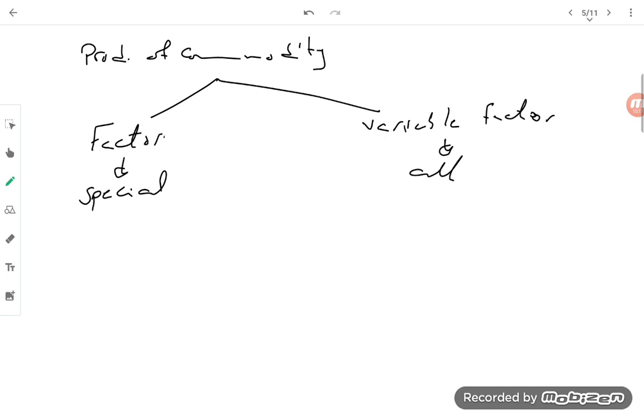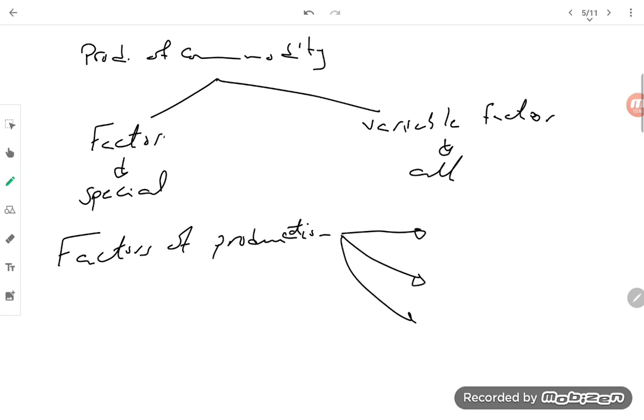Let's assume, in order to understand the main idea, that there are three factors of production. According to Heckscher and Ohlin, there were two factors of production. Now there are three: labor, capital, and land.